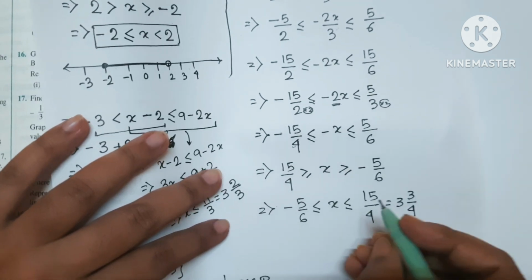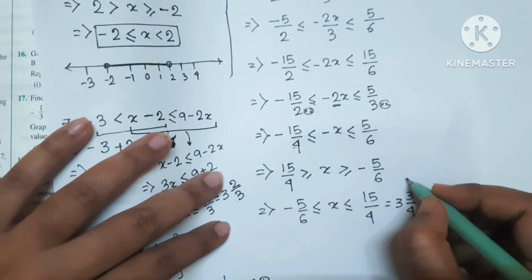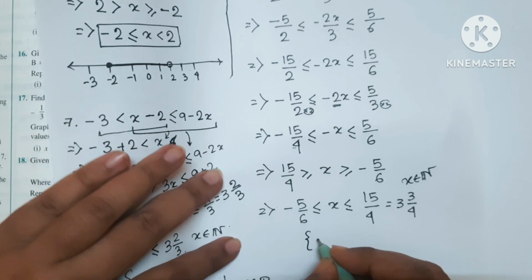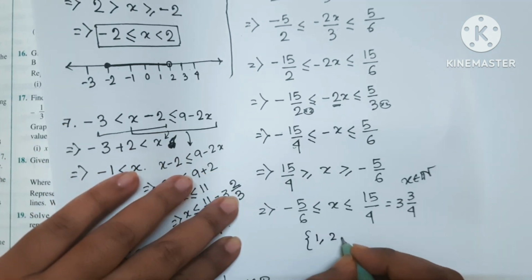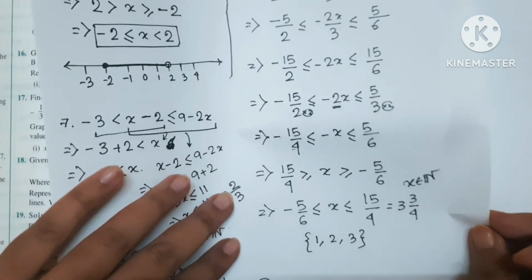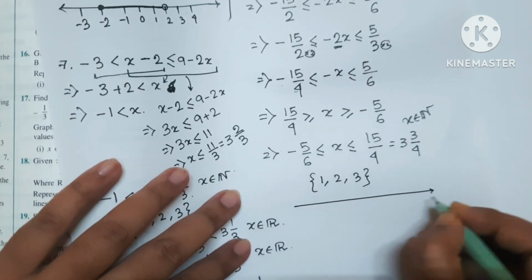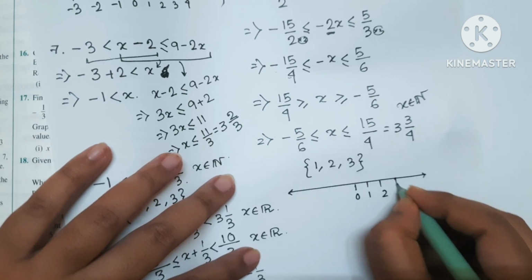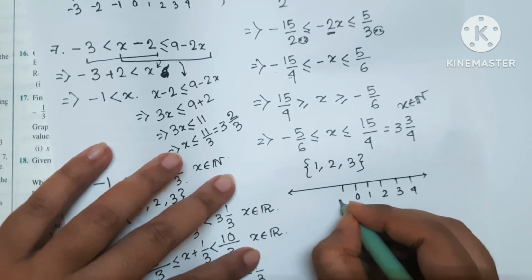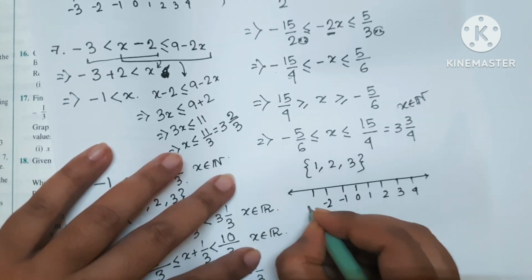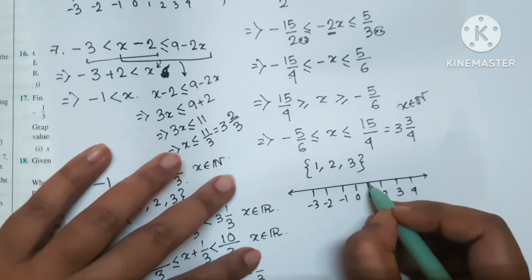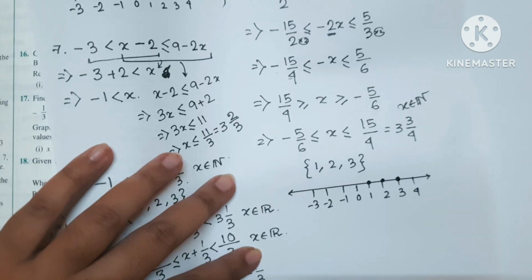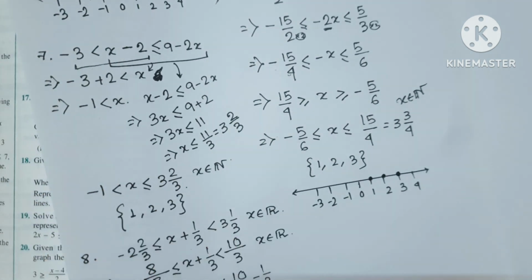Okay, now see, here it is given x belongs to N. So the numbers are 1, 2 and 3. Okay, so if you draw the graph, 0, 1, 2, 3, 4 and minus 1, minus 2, minus 3, see, you have to choose the discrete points 1, 2 and 3. Okay, so this is the graph of the solution.